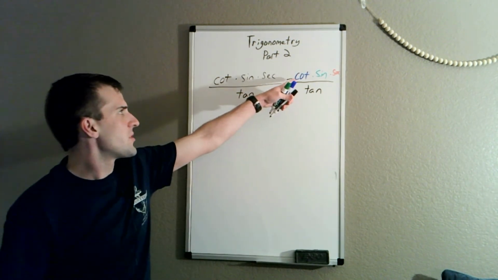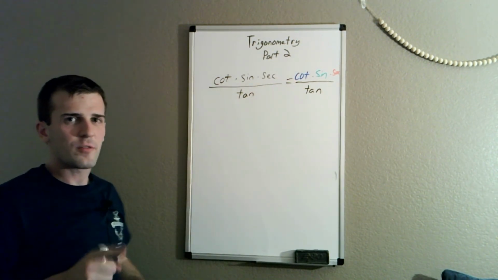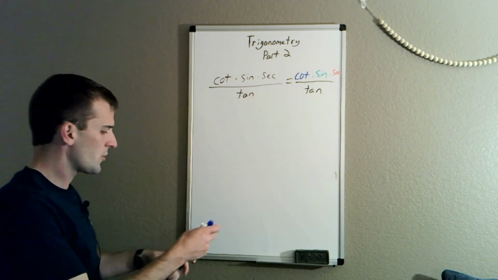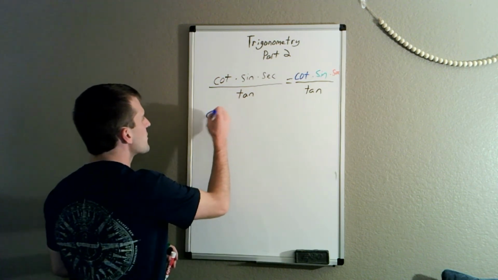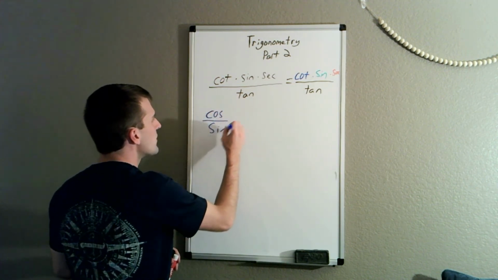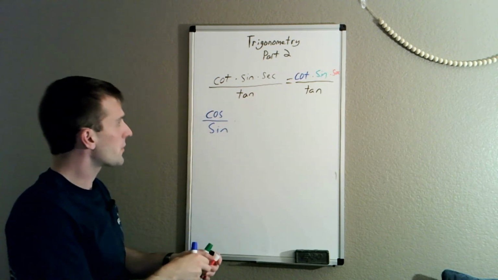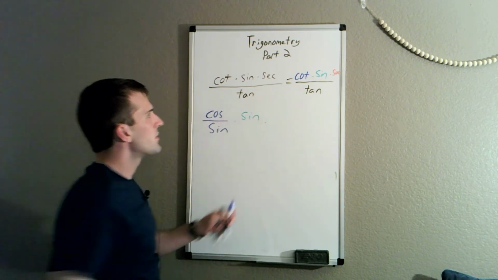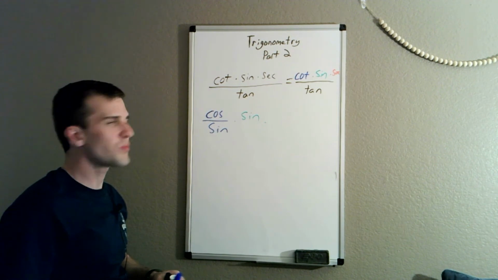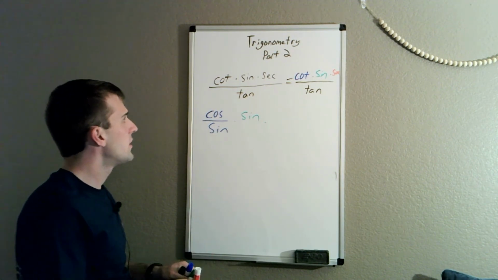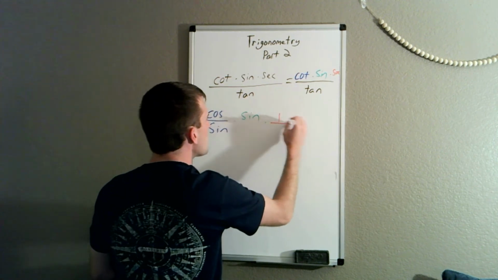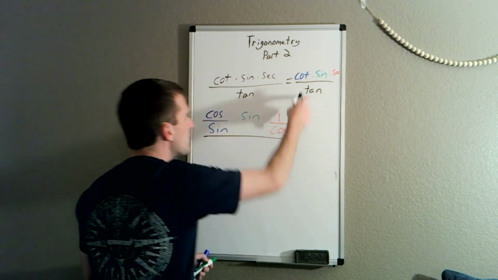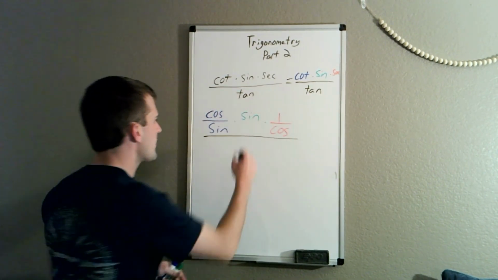So let's start with cotangent. In the same way that tangent is sine over cosine, cotangent is cosine over sine. So I will start by writing that out. So this is going to be cosine divided by sine times, and then the green one we don't have to change at all. That's times sine times secant, which we said was 1 over cosine. So secant is going to be 1 over cosine. And then this is all going to be divided by tangent, which is sine over cosine.